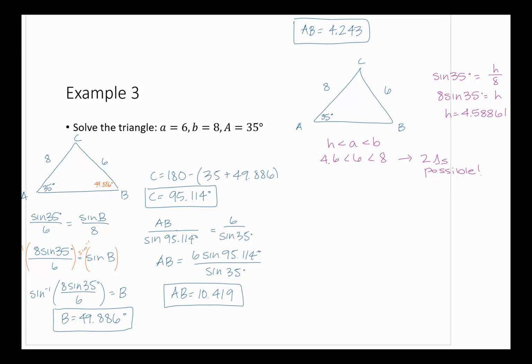And so now I've solved everything in that first triangle. And I know I didn't write this in here, but you can if you want. And so now I have all the pieces of information that I needed for that triangle.